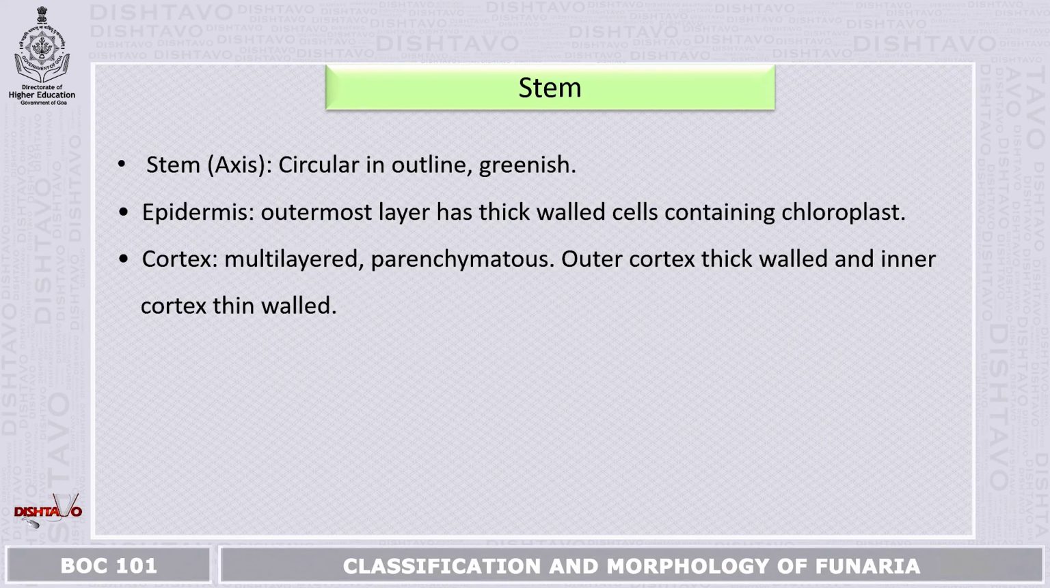Coming next to the stem or the axis, it is circular in outline, greenish. Next part is the epidermis. The outermost layer has thick-walled cells containing chloroplasts. So this chloroplast helps in photosynthesis. Just followed by the epidermis is the cortex layer. Now the cortex layer is multi-layered, parenchymatous. The outer cortex is thick-walled and the inner cortex is thin-walled.